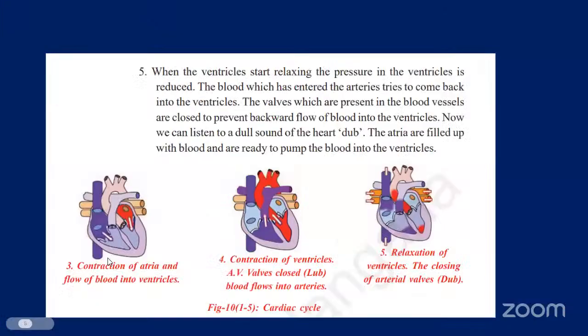And here, when the ventricles start relaxing, the pressure in the ventricle is reduced. ఎప్పుడైతే మళ్ళీ వెంట్రికల్స్ రిలాక్స్ స్టేట్ లోకి వస్తాయో, pressure అనేది తగ్గుతుంది. So the blood which has entered the arteries tries to come back into the ventricles. The walls which are present in the blood vessels are closed to prevent backflow of blood into the ventricles. మళ్ళీ ventricles కి blood పంపించకుండా ఆపుతుంది walls వచ్చేసి.